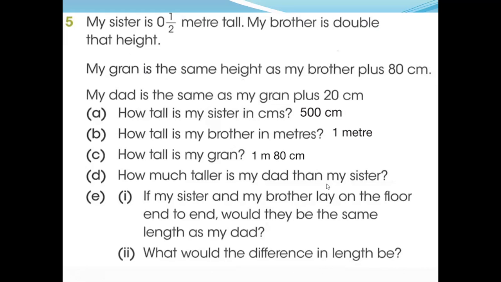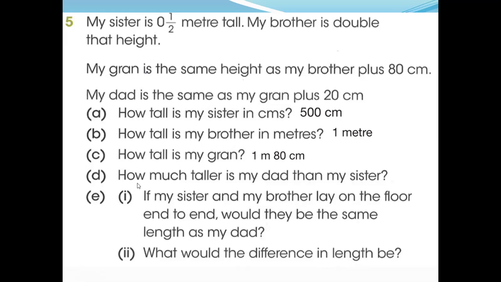How much taller is my dad than my sister? First of all, we need to know the information about dad. My dad is the same as my grandfather plus 20 centimeter. What about grandfather? Grandfather is 1 meter, 80 centimeter. So it means 180 centimeter plus 20, that is 200. So this is changed into 2, because 100 centimeter equal to 1 meter, so 1 plus 1 is 2. So 2 meter is his dad.